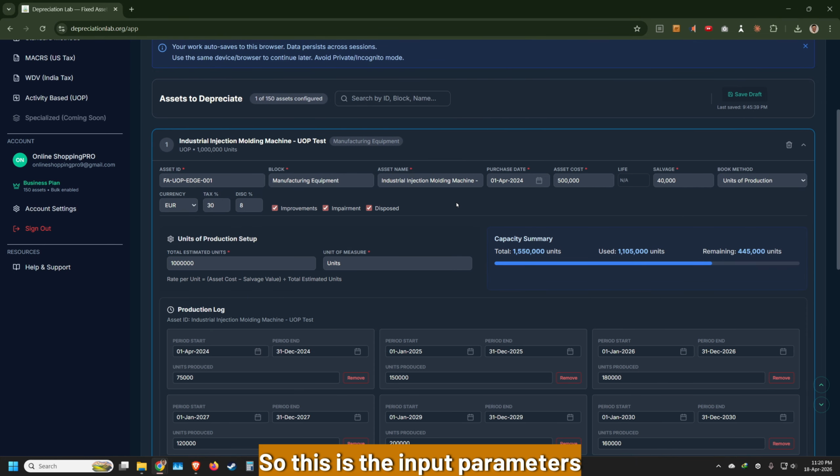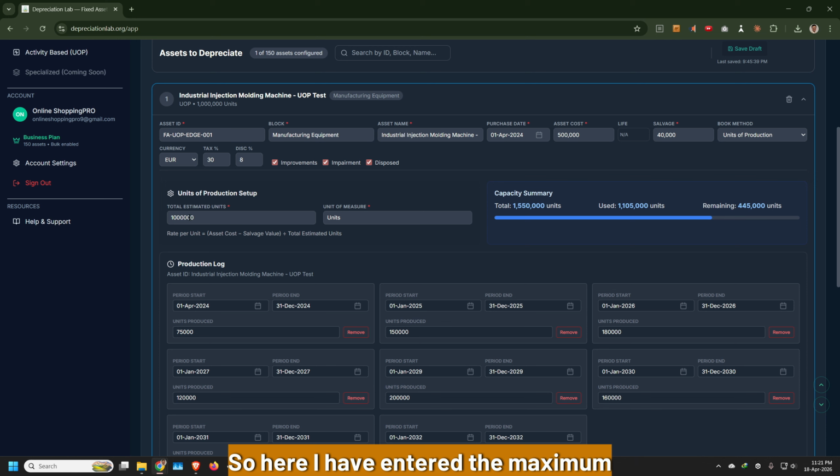So these are the input parameters. Here I have set up the units of production for an Industrial Injection Moulding Machine. And these are the asset inputs: asset name, the block, the cost, the purchase date, the salvage value. And here you can see the life is 0. It is not applicable. As I mentioned, the depreciation calculation is based on the units produced, not the useful life, for the units of production method. Here you can set up currency, the tax shield you have, the tax percentage, and the discount rate if you want to calculate the present value of the tax shield.